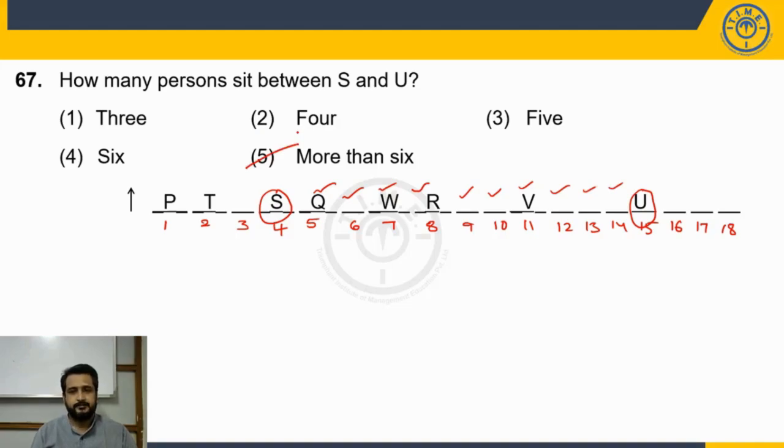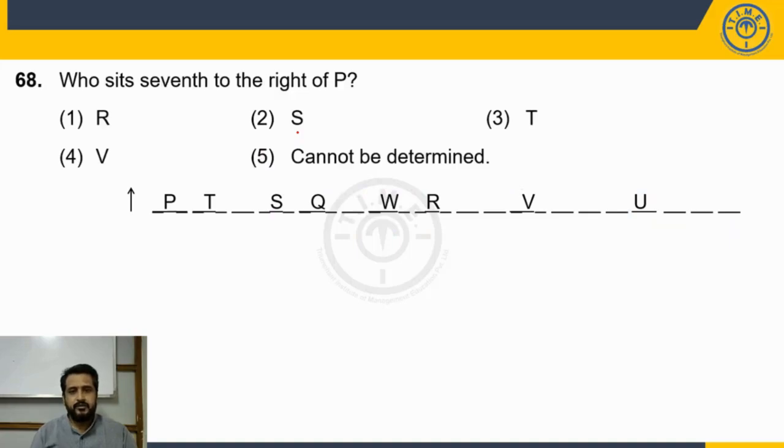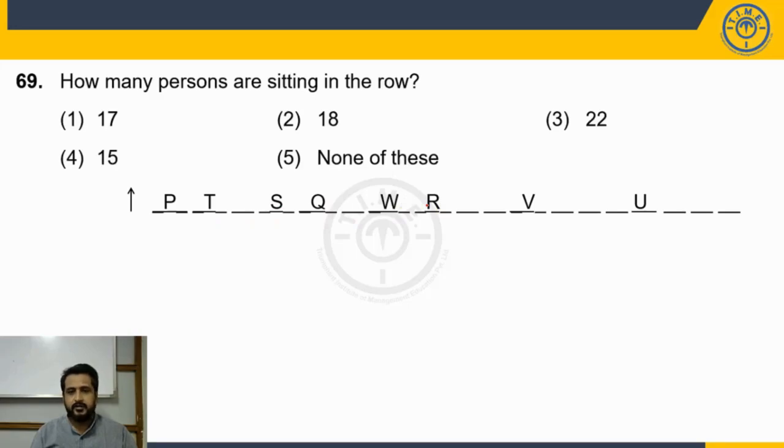Choice 5. Who sits 7th to the right of P? 7th right means how many gaps are required? 6 gaps. So 1 gap, 2 gaps, 3 gaps, 4 gaps, 5 gaps, 6 gaps. Who is there? R is there. So R sits 7th to the right of P, because the right side of P is this side. How many persons are sitting in a row? We have already counted. It is 18.